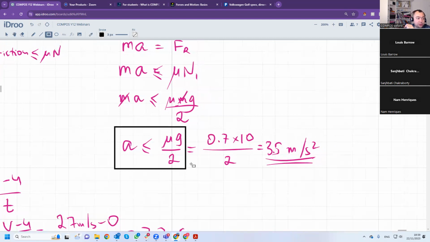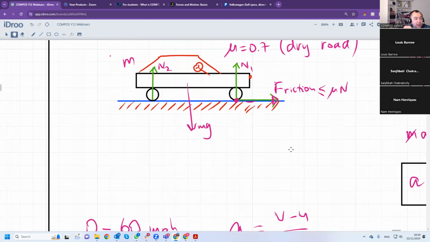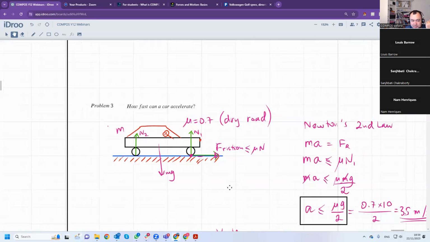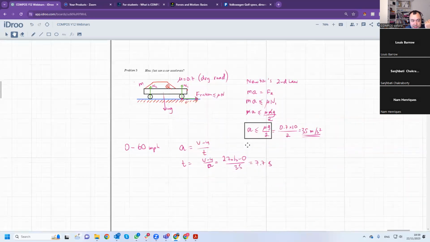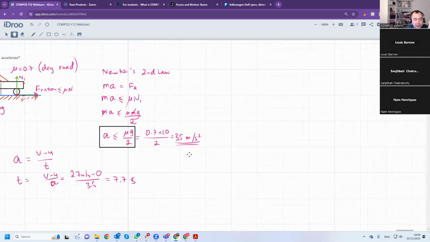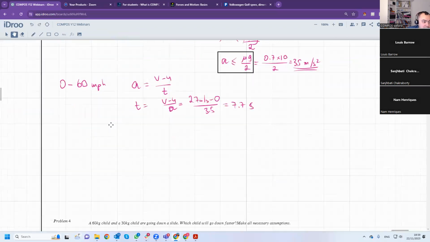I divided by 2 because the weight is distributed evenly between the front and back wheels. We assume that it is distributed equally. It doesn't mean that it's necessarily true. So a car cannot exceed the maximum acceleration, because this is determined by the friction with the road.